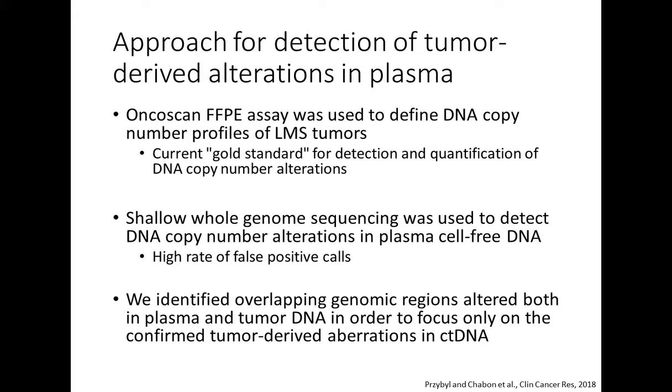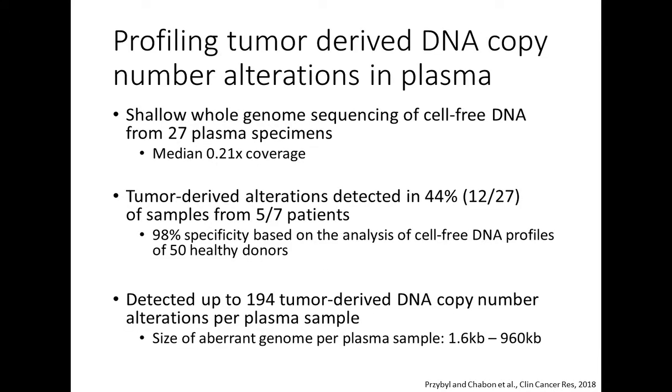Shallow whole genome sequencing was applied to detect DNA copy number alterations in plasma cell-free DNA, but this method may produce many false positive calls. Therefore, in order to identify only tumor-derived alterations in plasma DNA, we selected only the overlapping genomic regions altered both in plasma and tumor DNA in each patient.